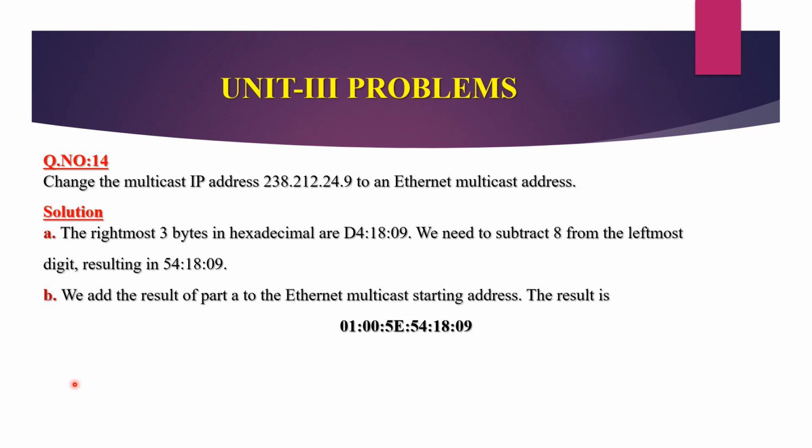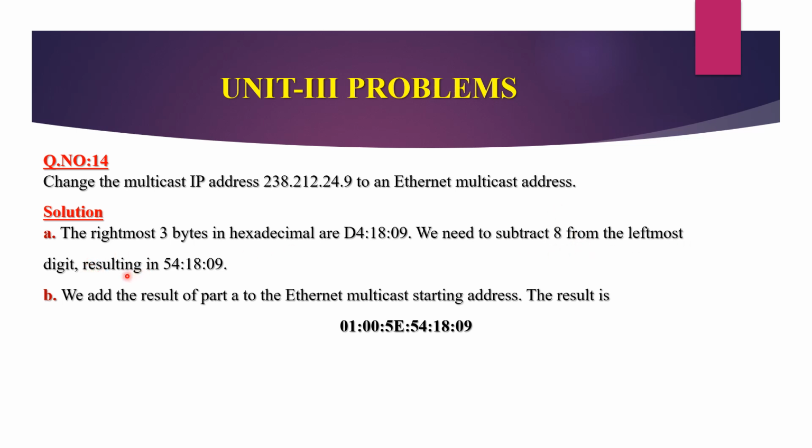Now let us see the last problem. Change the multicast IP address 238.212.24.9 to an Ethernet multicast address. As usual, the rightmost 3 bytes in hexadecimal are D4.18.09. We need to subtract 8 from the leftmost digit.